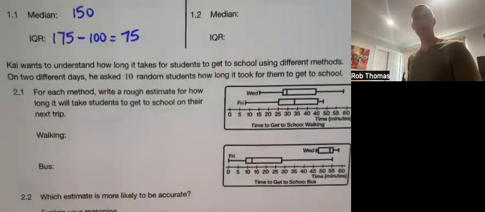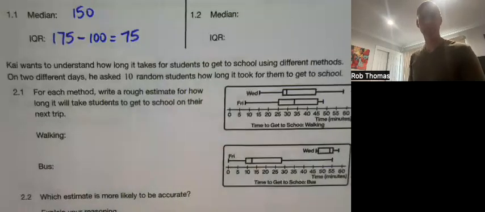Kai wants to understand how long it takes for students to get to school using different methods. We did one just like this in the lesson in class. Well, most years I do that. I guess there could be some future year where we don't, but whatever.